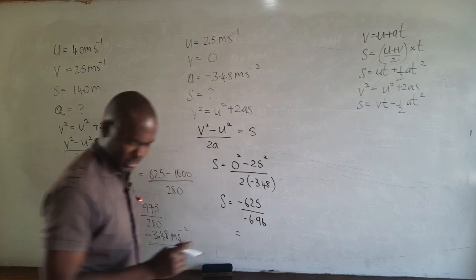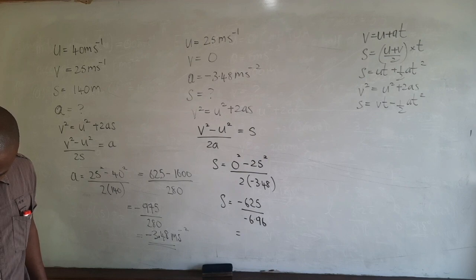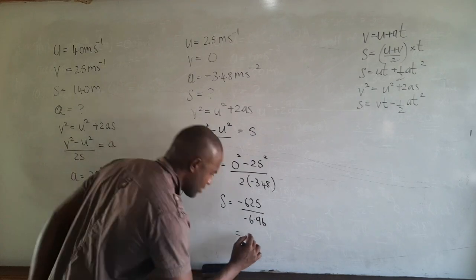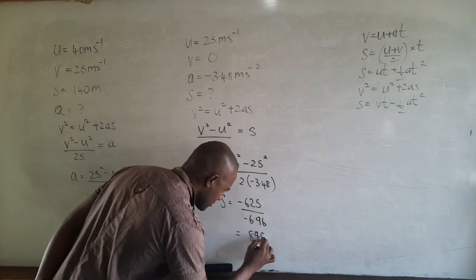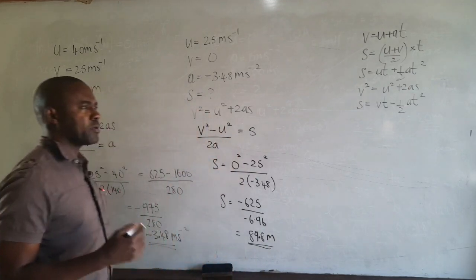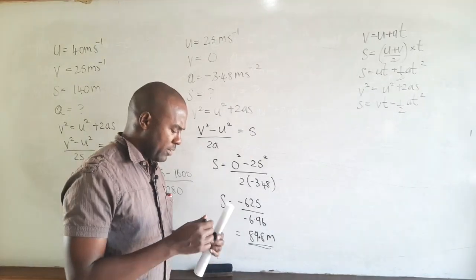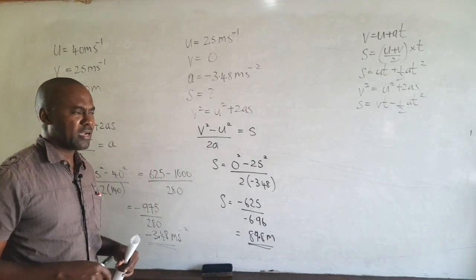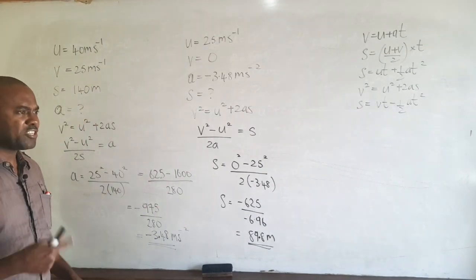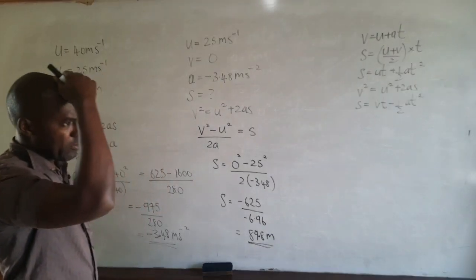And this gives us 89.8 meters. So the car will travel a further 89.8 meters before actually coming to rest. Right? Now, the last part of the question basically asked us or told us to sketch the velocity time graph for this motion. Now, let's basically look at what is happening.